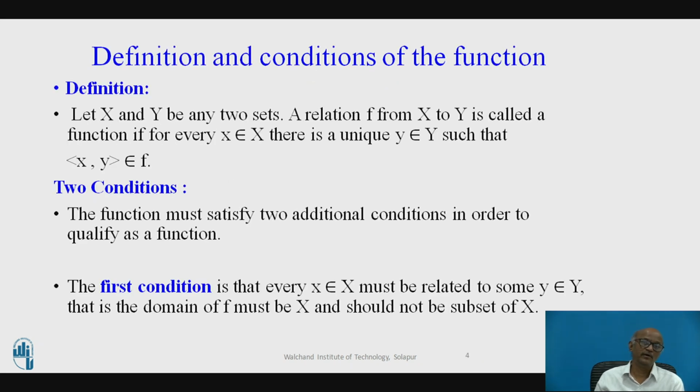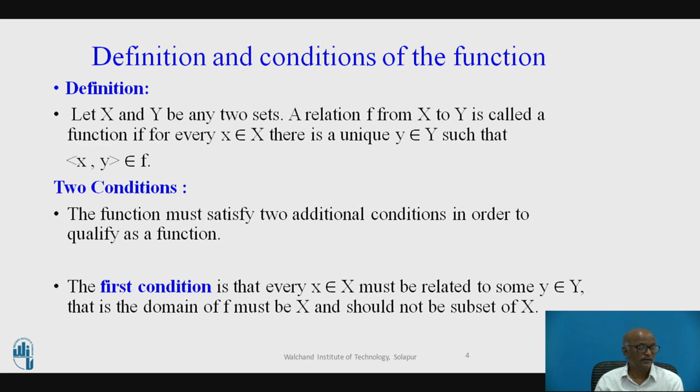The definition of the function can be given in this way. Suppose there are two sets, set x and set y, and suppose there is a mapping or a relation f. A relation f from set x to set y is called a function if for every x there is a unique y. Okay, unique y, then it is called a function.